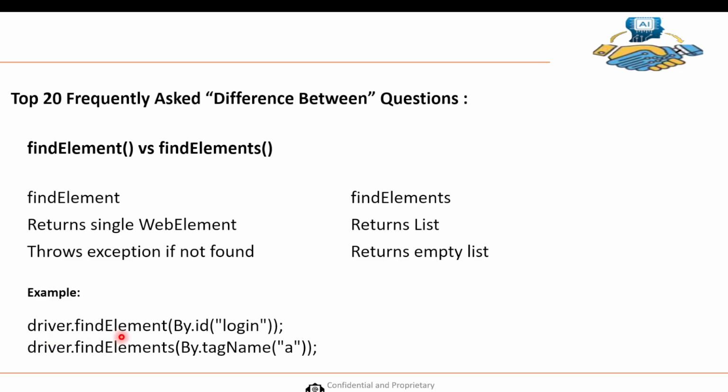Here we can see the syntax. We write findElement by id, and for findElements we can write by the respective tag name. It will return the list.